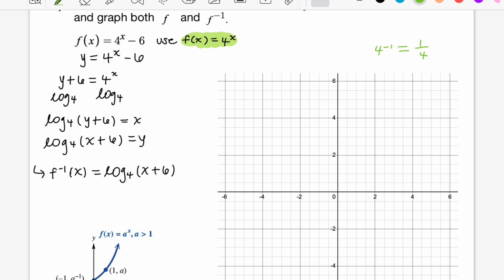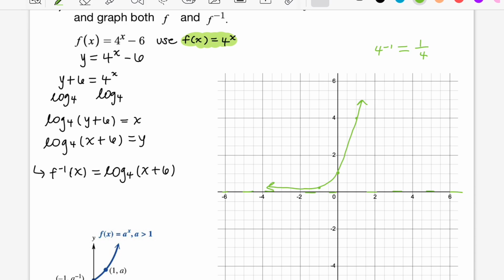So our first point here is going to be -1, 0.25, so right about there. Our next point is going to be 0, 1, so right about there. And then our next point is going to be 1, a, and in that case our a is 4. And we have a horizontal asymptote, the x-axis. So our function looks like this. Sorry, I'm trying to make this a little nicer.